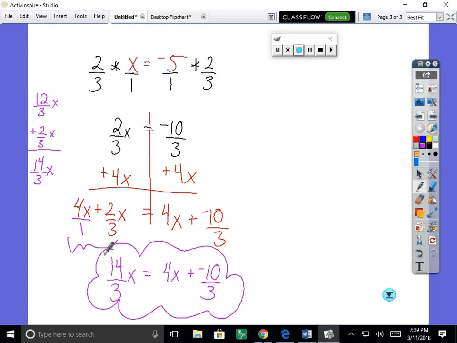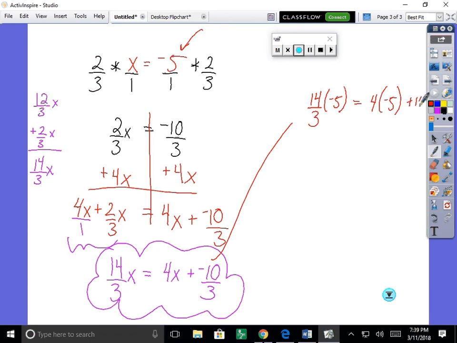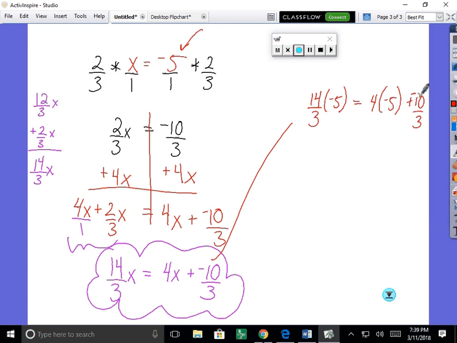So what if I were to plug in that original answer? What if they were to solve with inverse ops and you just want to see if it's going to check out? Does it really end up working? Well, let's try it over here. I'm going to try it a different way. I'm going to try it without inverse ops, try some substitution. 14/3 times a -5, because that's what we originally said x was going to equal. And on the other side, I have 4 times a -5, because that's what we said x was going to equal, plus a -10/3. Oops, lost my negative, sorry.